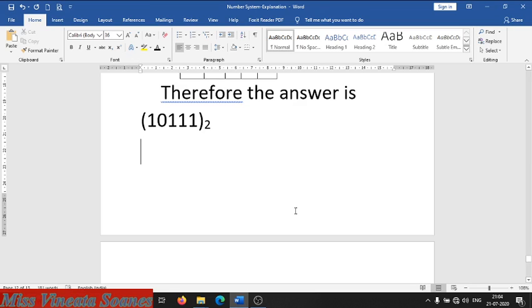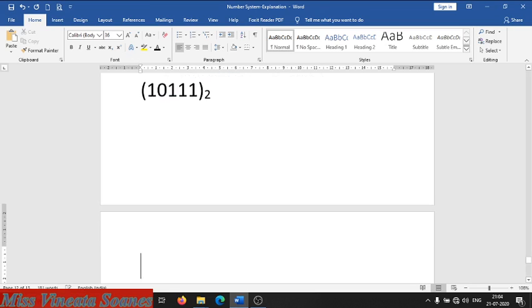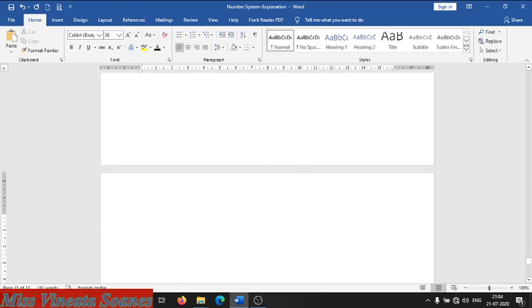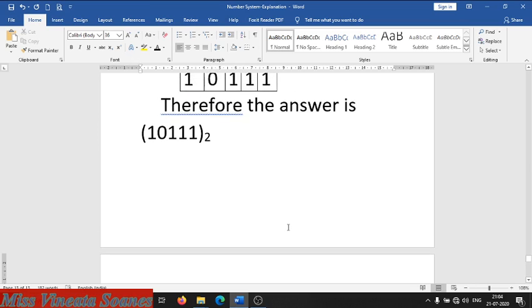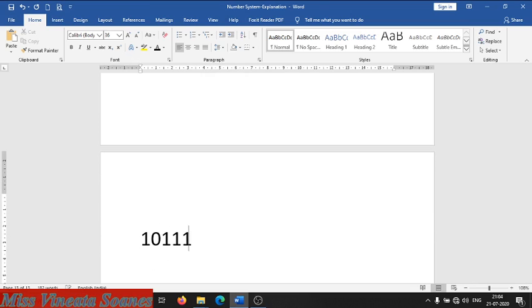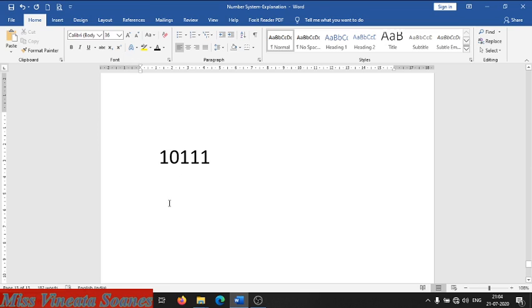If you still remember, let's write it on the next page: 10111. Remember all this. You have to take from the right side as 2 to the power of 0, 2 to the power of 1, 2 to the power of 2, 2 to the power of 3, 2 to the power of 4. So if this will be 2 to the power of 4, you take 1 into 2 to the power of 4 in this way.